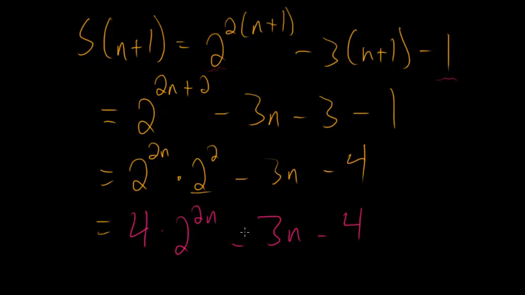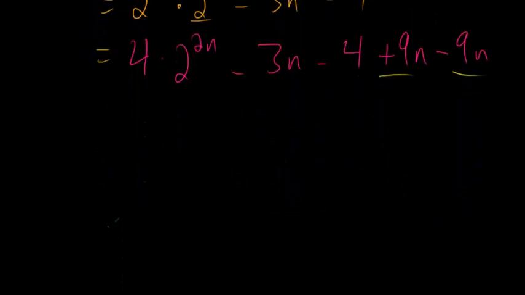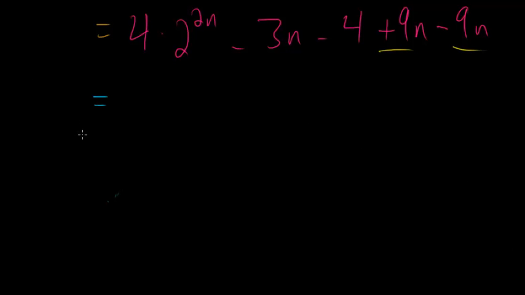So if we can somehow make this 4 times 3n, then we can get back our s of n by factoring out 4. And the way to do that is to just add 9n and subtract 9n. Since with expressions, we can really only add and subtract the same number or multiply the whole thing by 1. Once we do this, our equation will simplify to 4 times 2 to the 2n minus 12n now, minus 4 and then plus 9n.